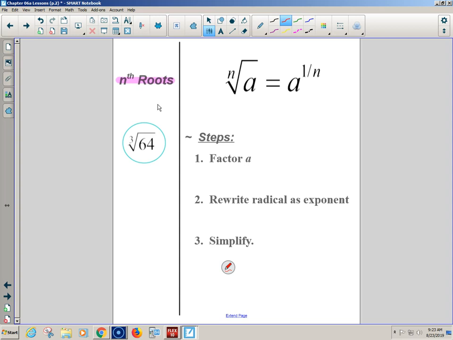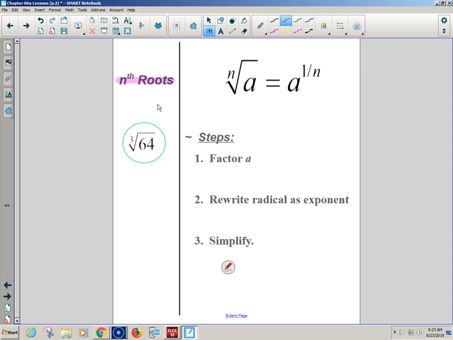So, nth roots. We're talking about how the type of root might change. We use the letter n to describe a general procedure that you can use, whether it's a square root, a cubed root, a 4th root, a 5th root, or a 6th root. Do you guys see why it's n?